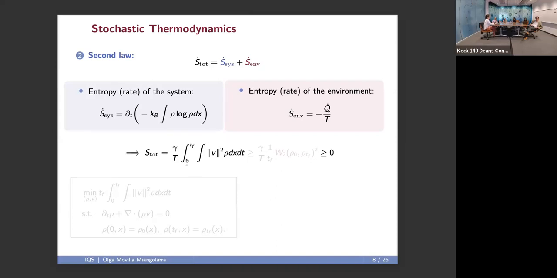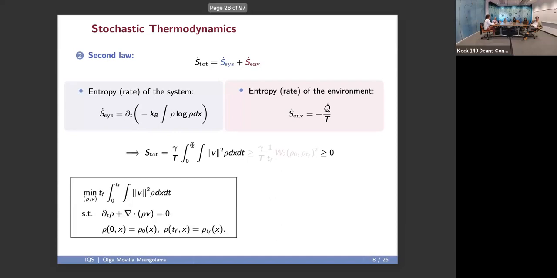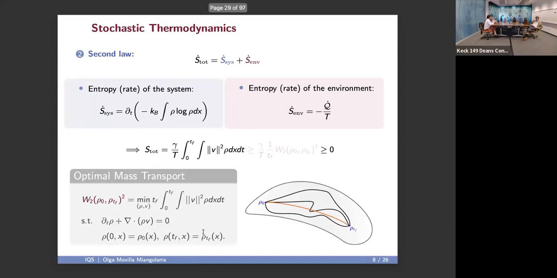Well, if we're interested in going from some distribution rho_0 to some other distribution rho_Tf, we can simply minimize entropy production over that finite time interval. We would minimize this cost subject to our dynamics, the Fokker-Planck equation, and to fixed initial and final distributions. We're lucky because this problem is the subject of a field of mathematics that has been studied for more than two centuries, the field of optimal mass transport.